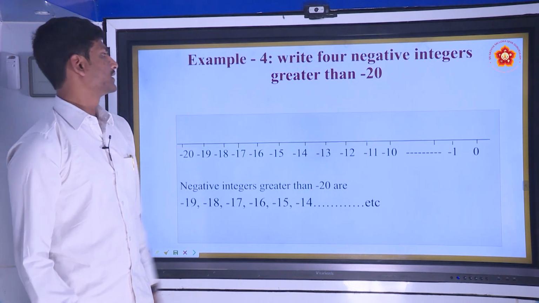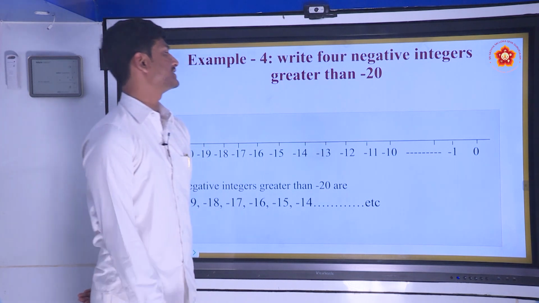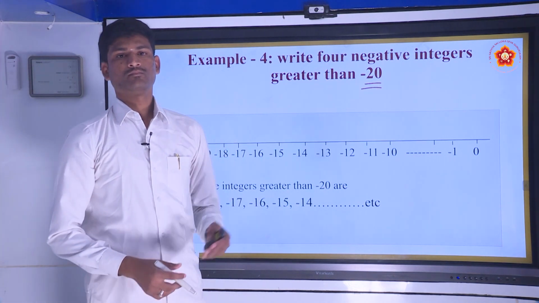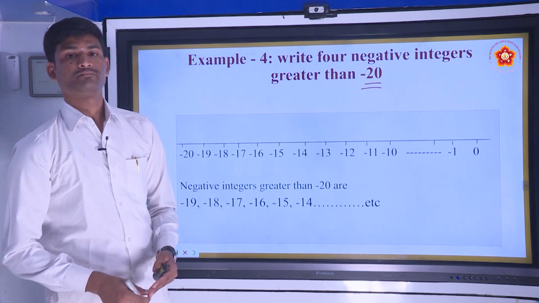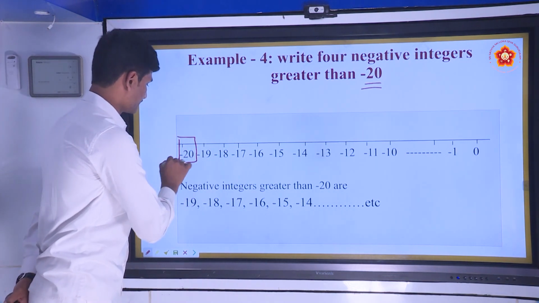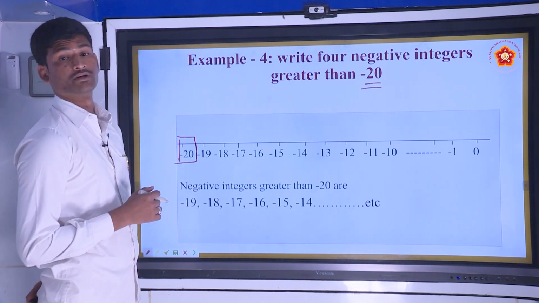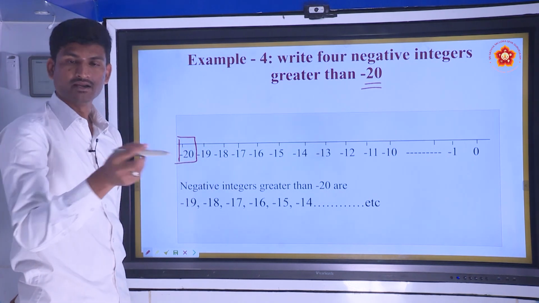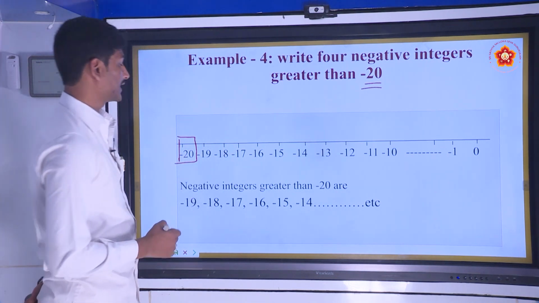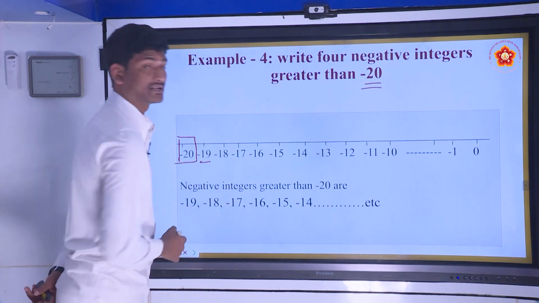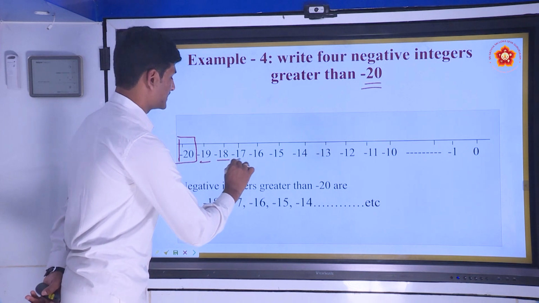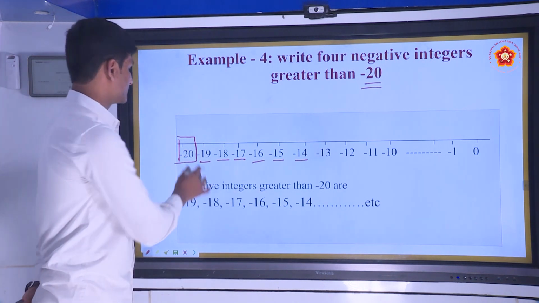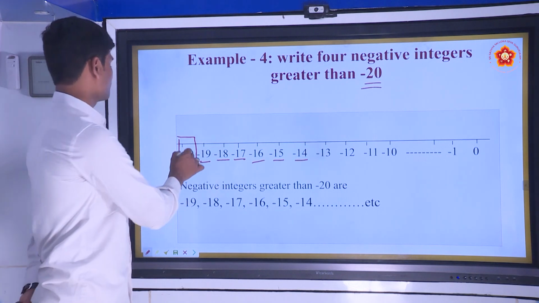Then, another example. Write 4 negative integers greater than -20. See, -20. When we move left side, the values automatically decrease. The negative integers greater than -20 are -19, -18, -17, -16, -15, -14. Right? These are greater than -20.